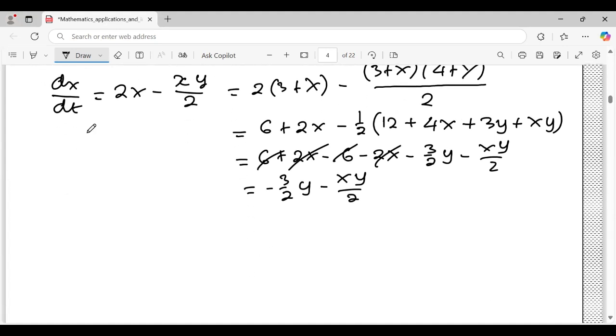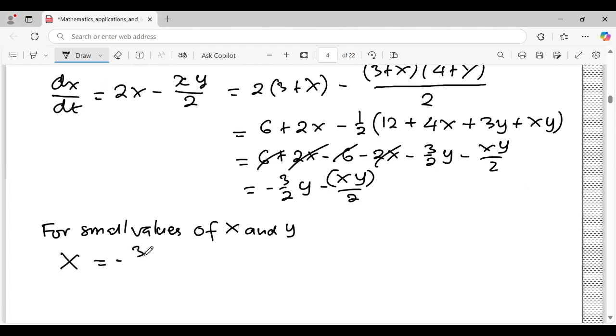For small values of x and y, the term in xy can be ignored because the values are small. So we can state that dx/dt is approximately equal to minus 3y/2, plus a small number. So dx/dt is equivalent with minus 3y/2.